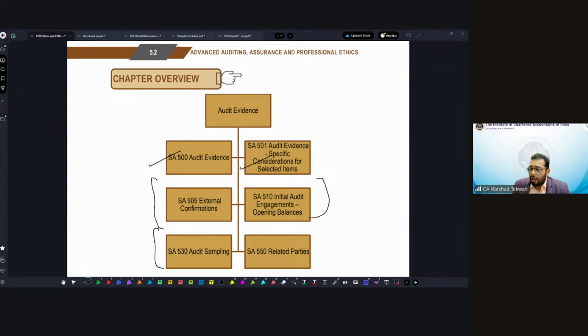Okay. There is one question. If inventory is in transit, how can we perform procedures? See, for inventory in transit, you need to review the documentation. When the inventory was sent, shipping documents, cargo documents. There is a lot of documentation involved in that. So you can verify the shipping documents, cargo documents. When the inventory was sent, what is the transit time?